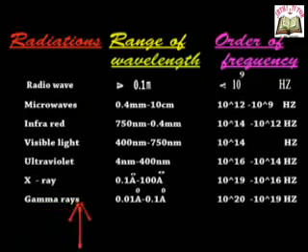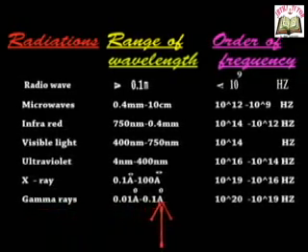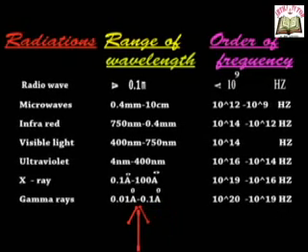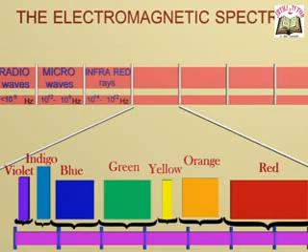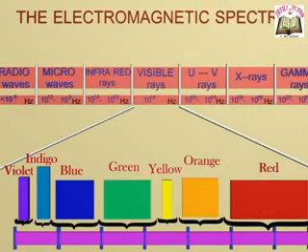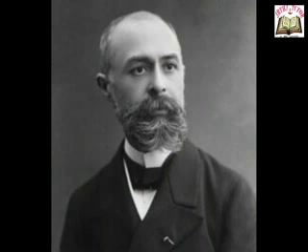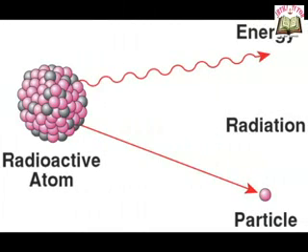Gamma rays. Electromagnetic radiations having a wavelength range of 0.01 angstrom to 0.1 angstrom are called gamma rays. These rays were discovered by Henry Becquerel in the year 1896, and these radiations are generally emitted by radioactive nuclei.